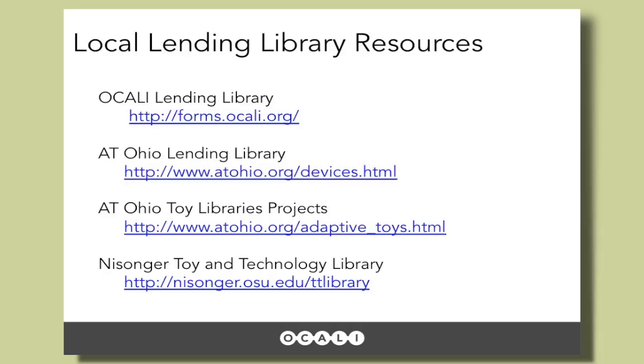There's also AT Ohio, which is part of the national Tech Act programs. All 50 states have one of these programs, and most of the programs have a lending library function. So they're also a resource that you can go to to borrow equipment. So we have the OCALI Lending Library specifically for schools. It's generally for school assessment teams. But AT Ohio is not school specific, so it would be appropriate for adults, if they want to try some specific technologies, assistive technology devices as well. And that's AT Ohio.